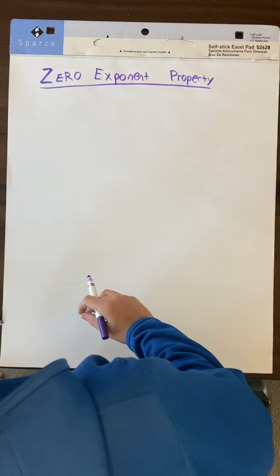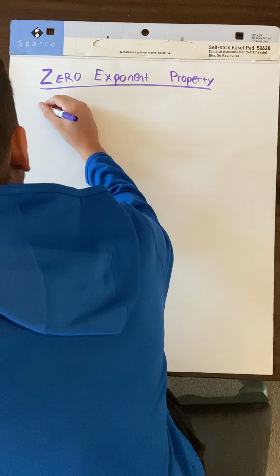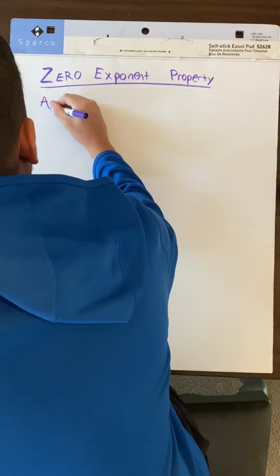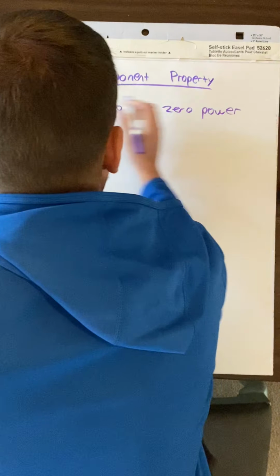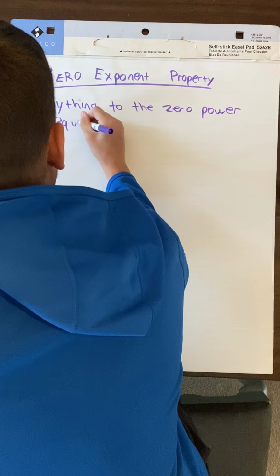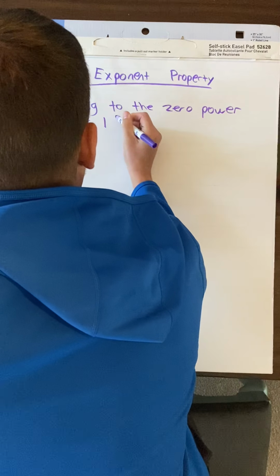If the exponent is 0, then our answer is 1. So anything to the 0 power equals 1.